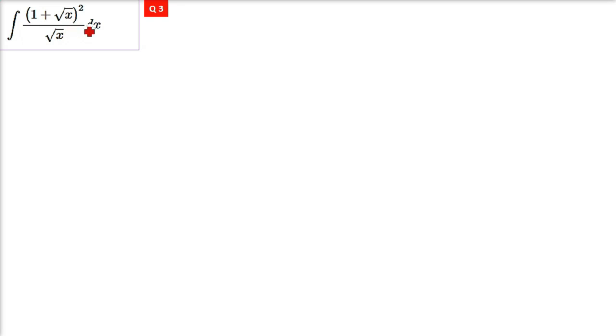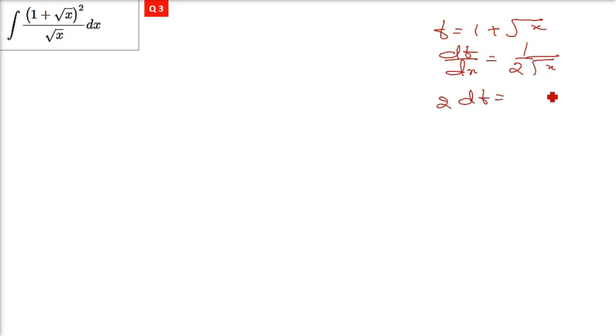See, 1 plus root x, if you take this as t, you are going to get this dx by under root x with an additional number. Dt by dx will be 1 by twice of under root x. So 2 dt is going to be equal to dx by under root x. So this dx by under root x is 2 dt. So this integral will become, 1 plus under root x is of course t, so it will be t square. I am taking 2 dt, so 2 I am taking outside. So it will be t square dt.